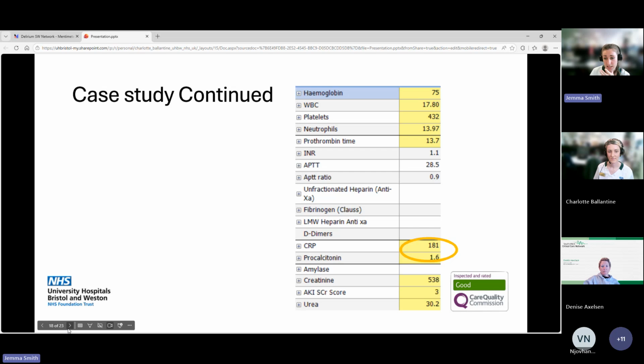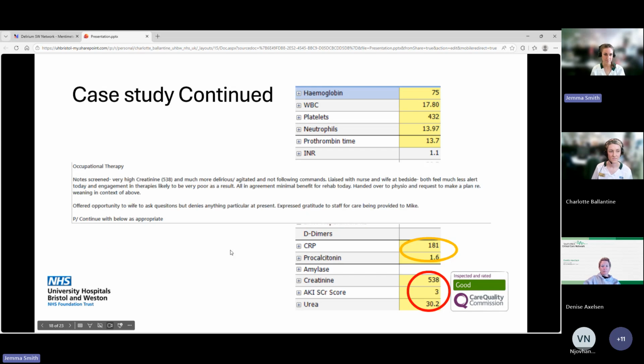His CRP is raised. It's not, you know, crackingly so. You potentially would see patients with a CRP this high who might not do so much for you. They will probably be delirious, but this is astronomical, right? And this was his therapy note from the day.